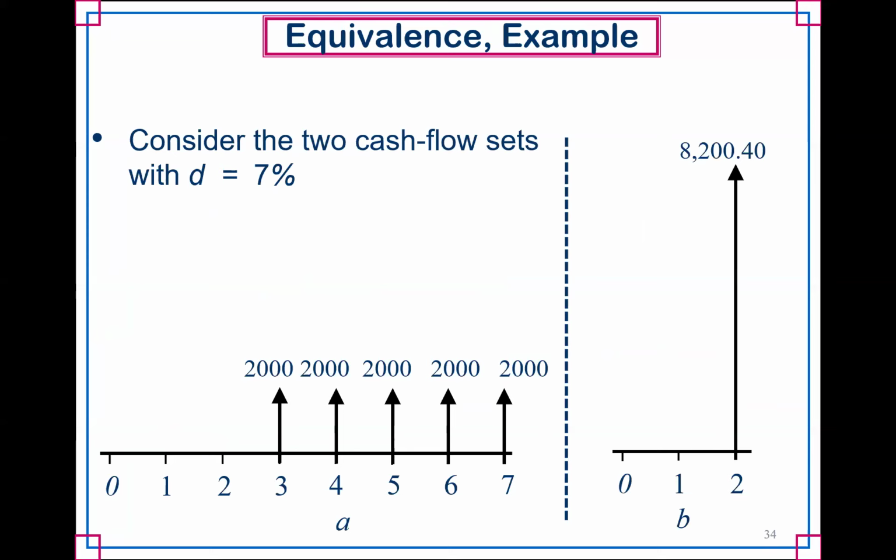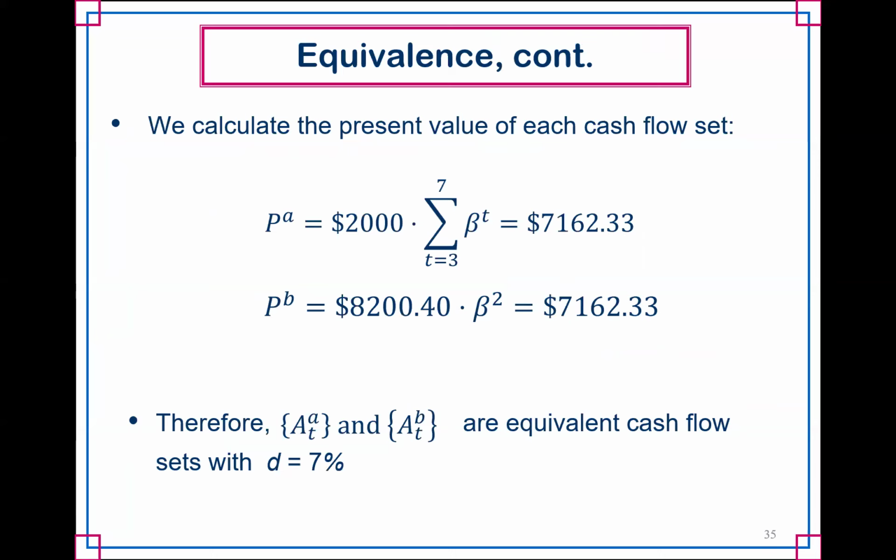So we have a cash flow set on the left, which is at the end of year 3, 4, 5, 6, 7. We're going to go ahead and put out $2,000. And we're going to compare that to, at the end of year 2, $8,200.40, and our discount rate is 7%. We want to see if those are in fact equivalent to each other. So we're going to calculate the present value using our beta term. And we have to be careful here because we're only doing $2,000 in the case of the first system, from years 3 to 7. So we're going to bring those terms back during years 3 to 7, not years 0 and 1, but 3 to 7. Or in the last case, we just have to bring that back 2 years. It makes it a little bit simple. But in either case, they are equivalent to each other.